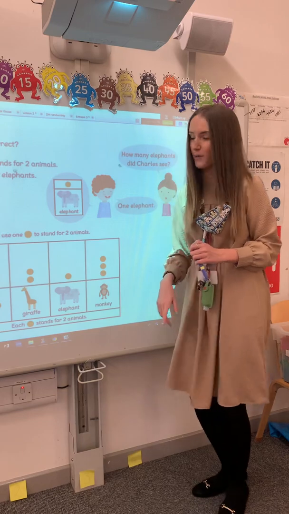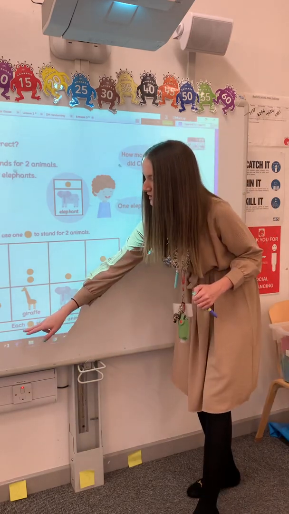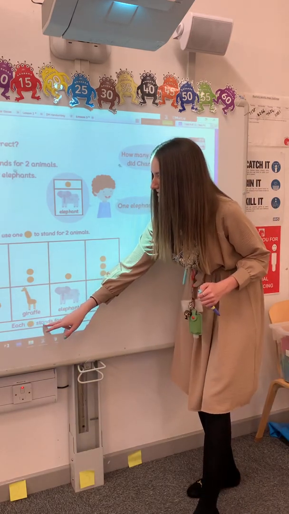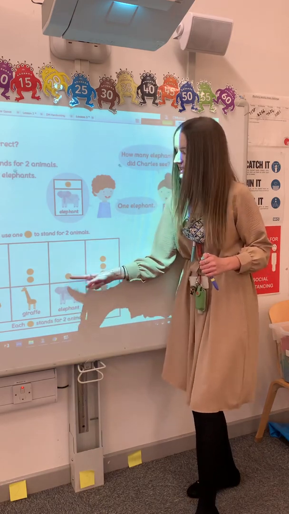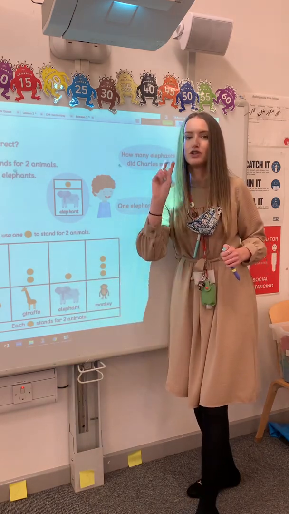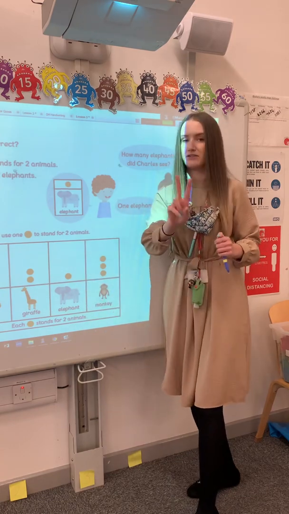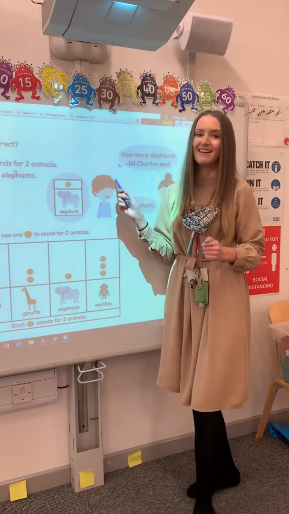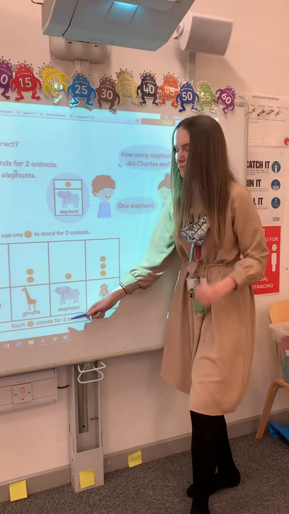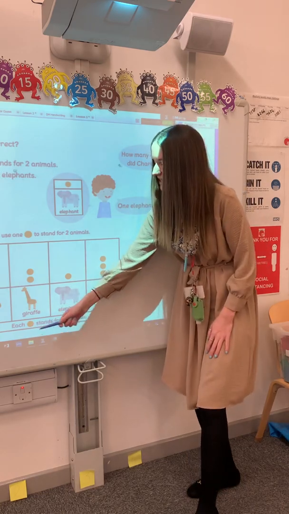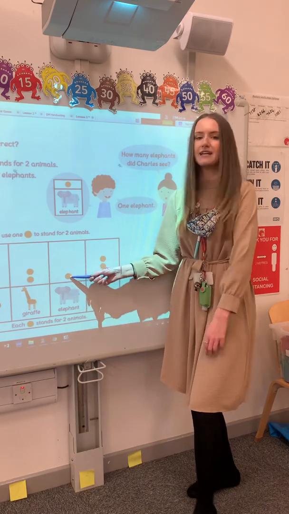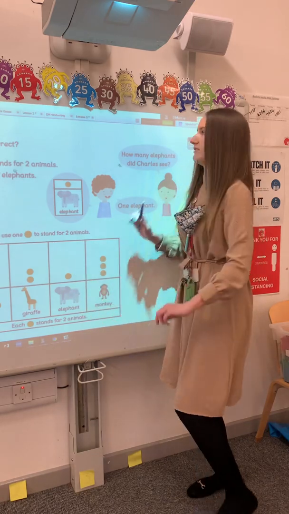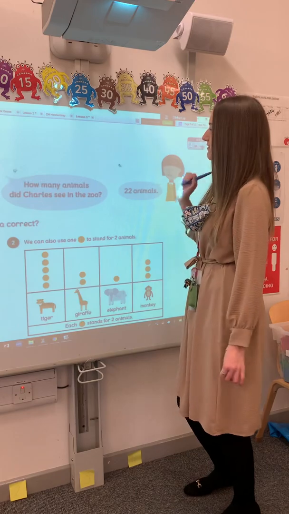No, what we always need to do is look carefully under the table. It says each circle stands for 2 animals. So he didn't see one animal, he saw 2 elephants. Well done. Elliot is incorrect. He's not read it properly. He's not read that it says each circle stands for 2 animals. He didn't see 1 elephant, he saw 2 elephants. Okay, so well done if you got that correct.